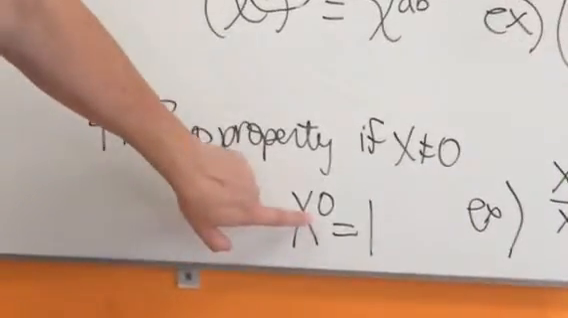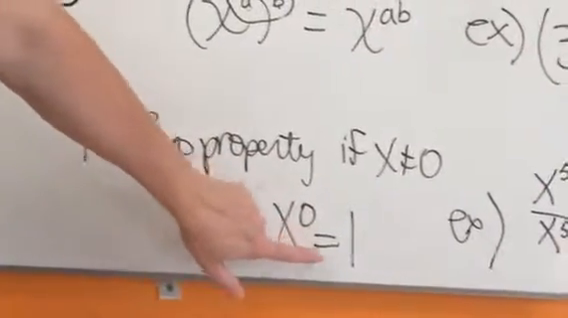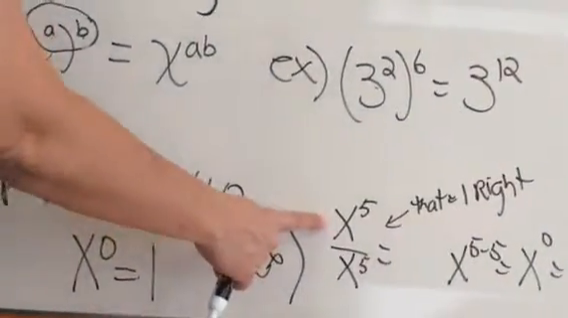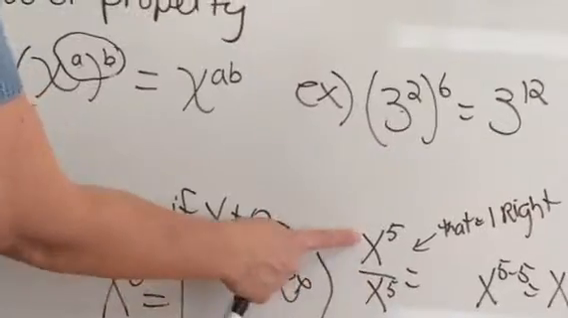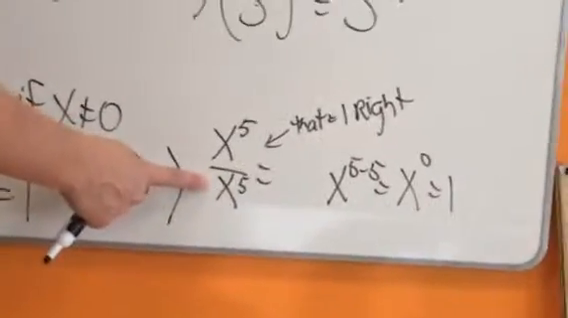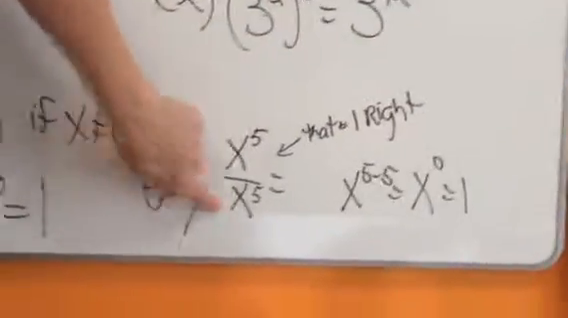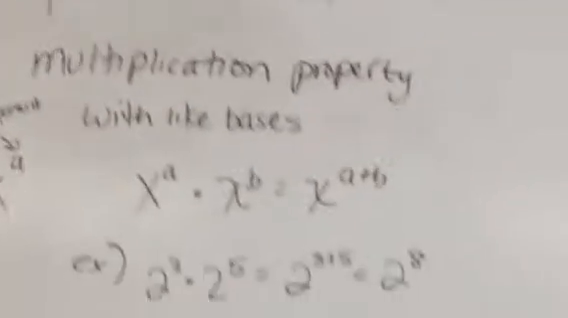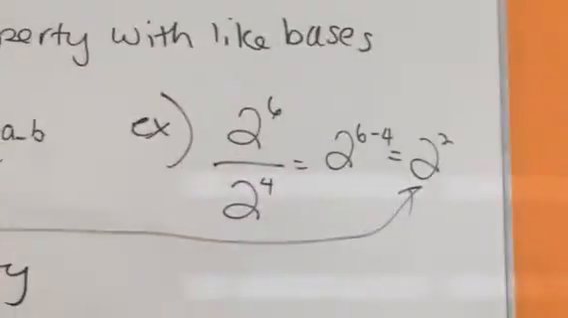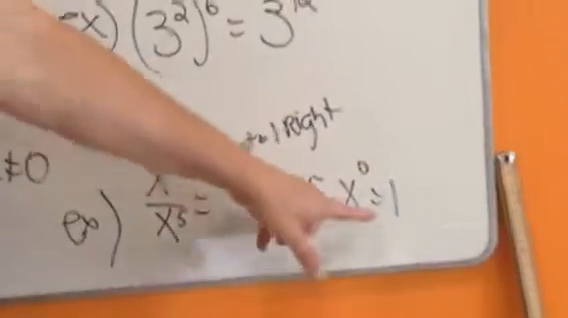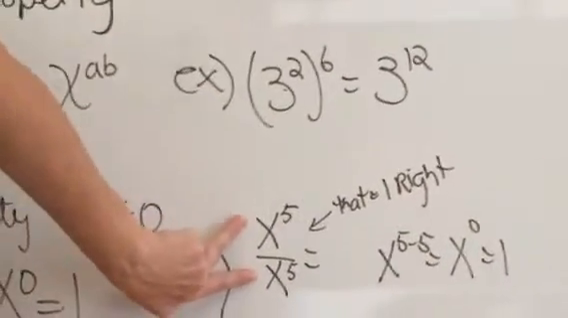Okay, the 0 property, if x doesn't equal 0, here's a huge thing for you. The base is x, the power is 0. Anything to the 0 power equals 1. Let me show you why. If you have x to the 5th over x to the 5th, anything over itself is going to equal 1. So if you went back up and did your division property where you had to subtract your two exponents, 5 minus 5, you get x to the 0. X to the 0 equals 1. That's because anything over itself equals 1.